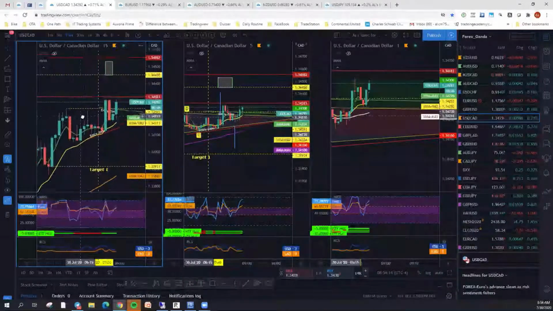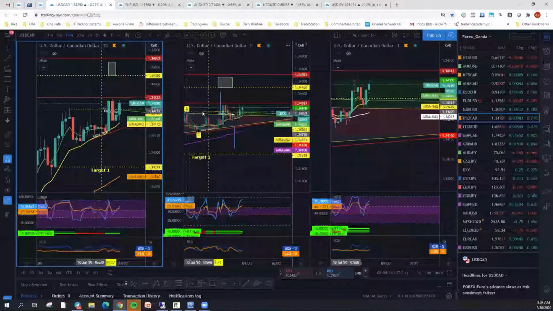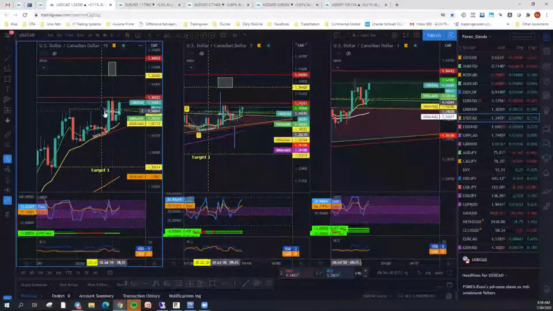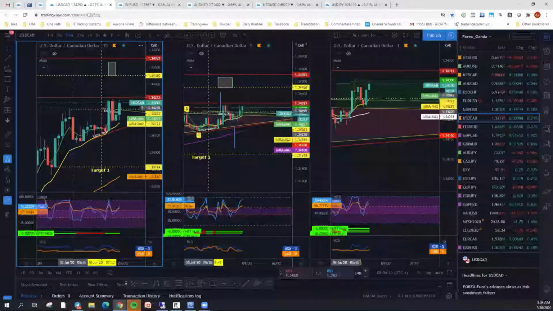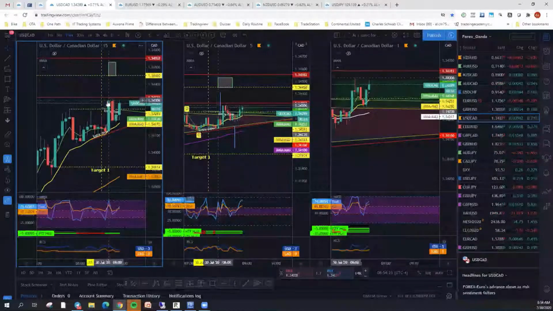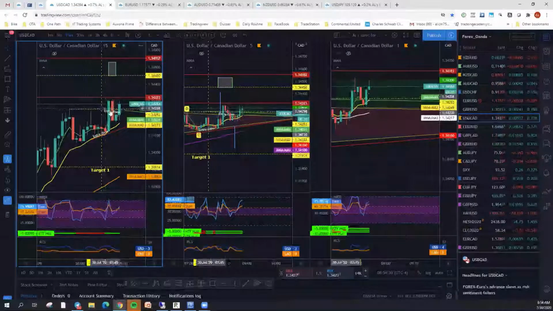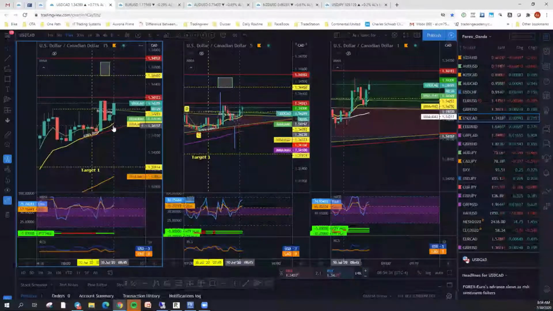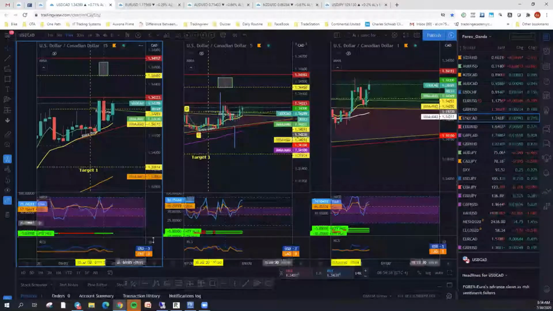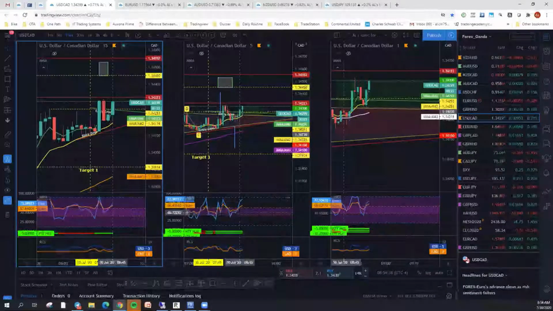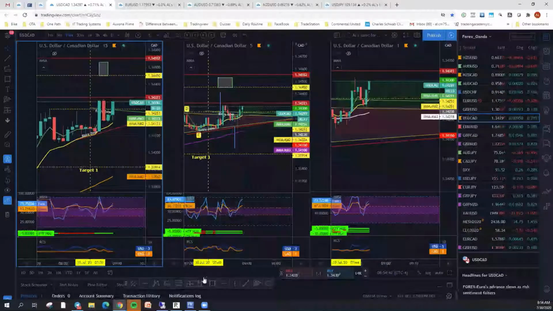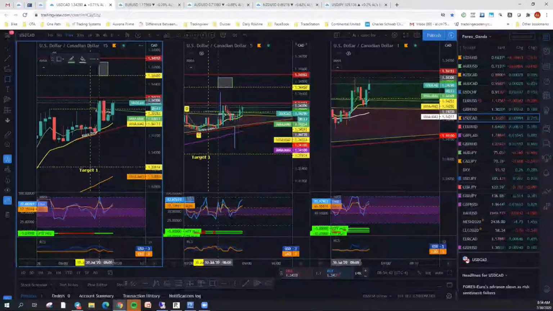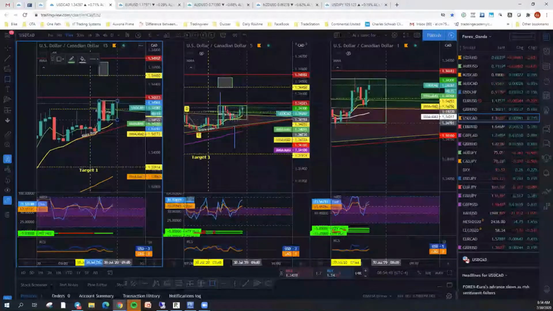And you can see that when we drew the wedge, this yellow line right here, we had this nice candle. This candle broke the top of the wedge and closed above, then came back into the wedge. Now it's breaking at this area again. So right now, this is a little bit of a basing area over here on the 15-minute chart. This is the area of interest right in here.